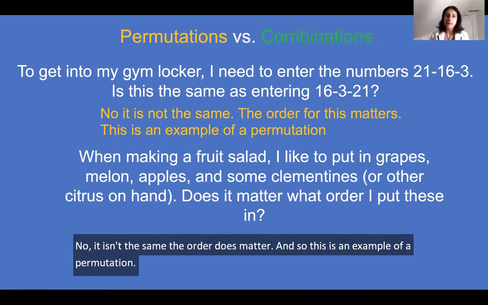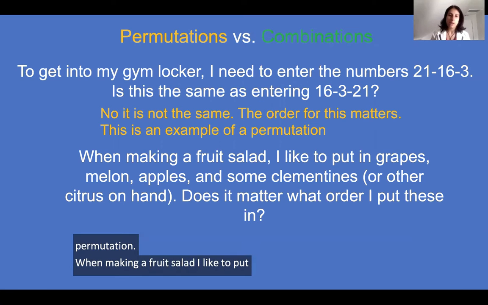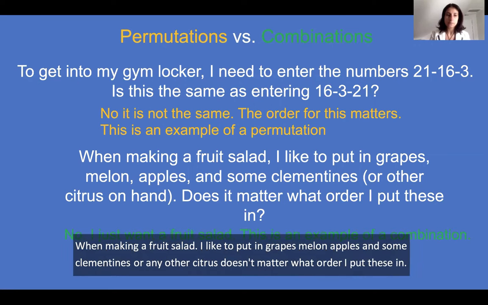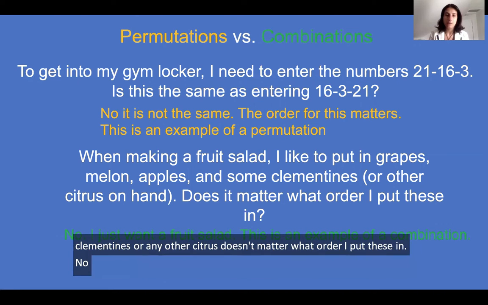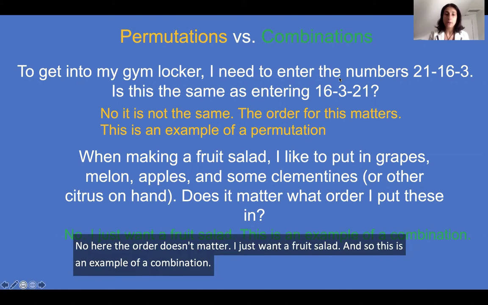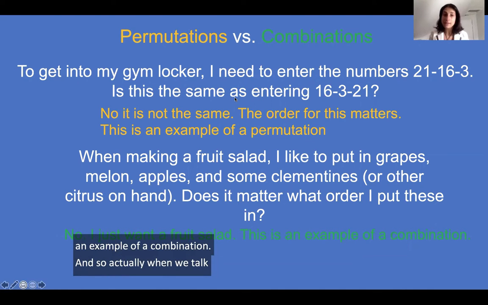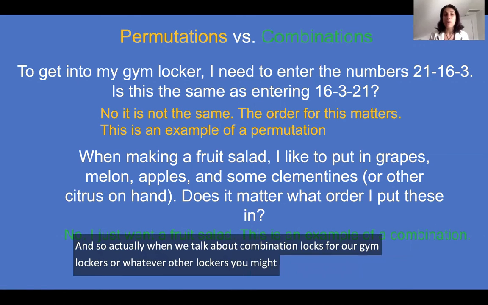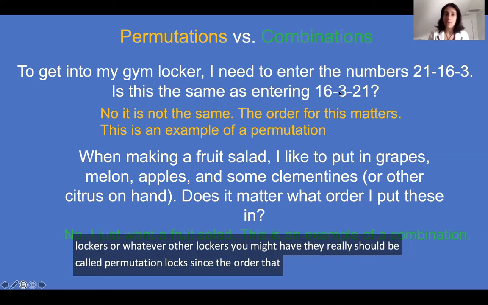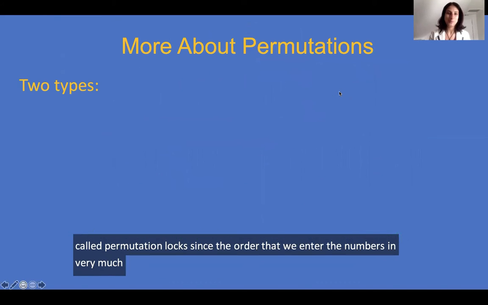When making a fruit salad, I like to put in grapes, melon, apples, and some clementines, or any other citrus. Does it matter what order I put these in? No, here the order doesn't matter. I just want a fruit salad. And so this is an example of a combination. And so actually, when we talk about combination locks for our gym lockers or whatever other lockers you might have, they really should be called permutation locks, since the order that we enter the numbers in very much matters.